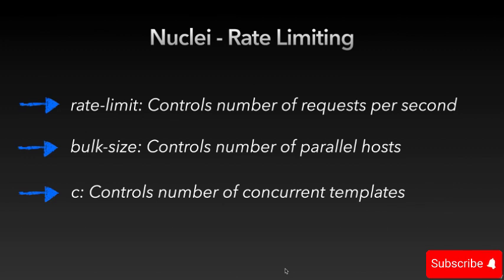The second is bulk size, which controls the number of parallel hosts that you want to run simultaneously. For example, if you have a list of subdomains, let's say 100, you control the parallel number of hosts that you want to test with Nuclei. This would avoid the target getting overwhelmed by requests for all the subdomains coming from your IP address, which would avoid blocking. The third one is the -c flag, which is the concurrent templates that you want to run onto a target.